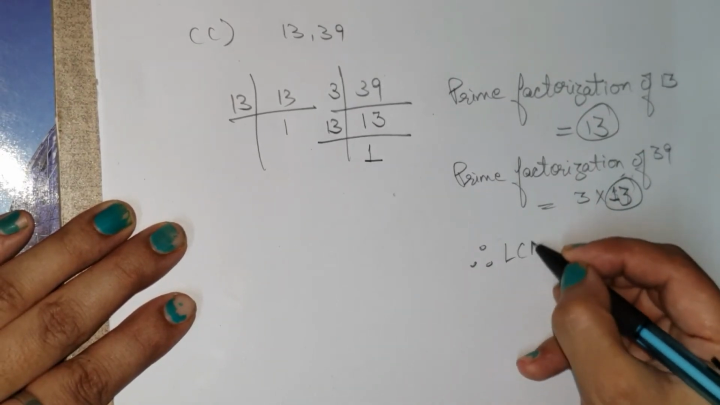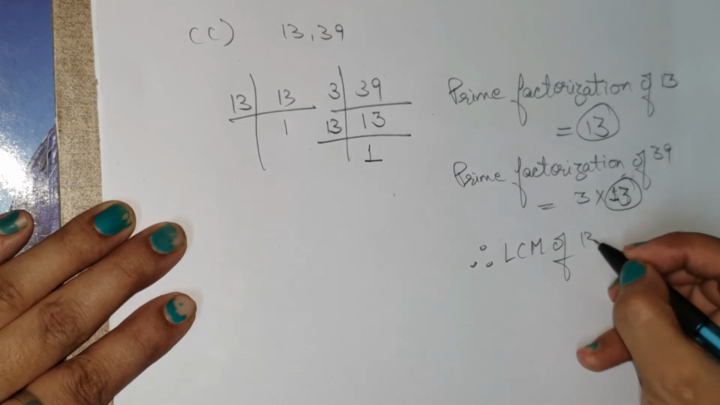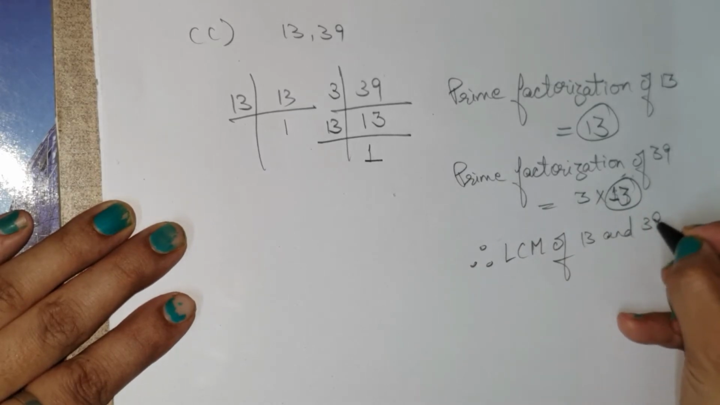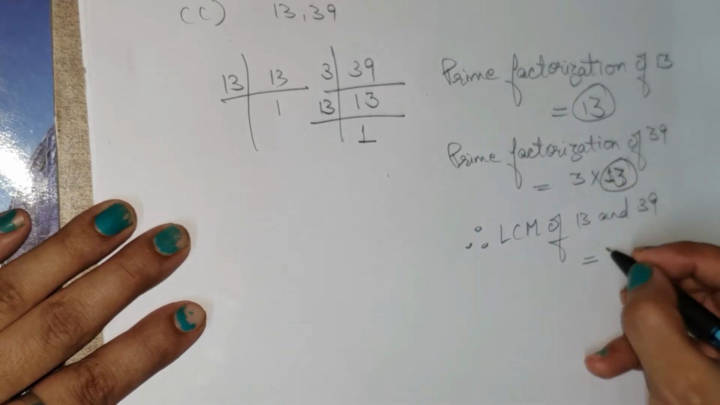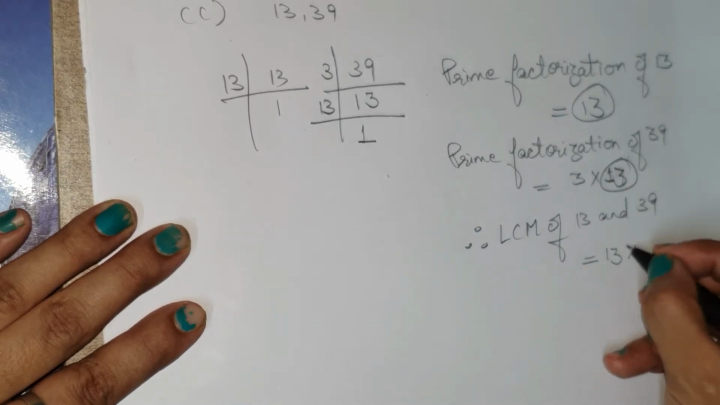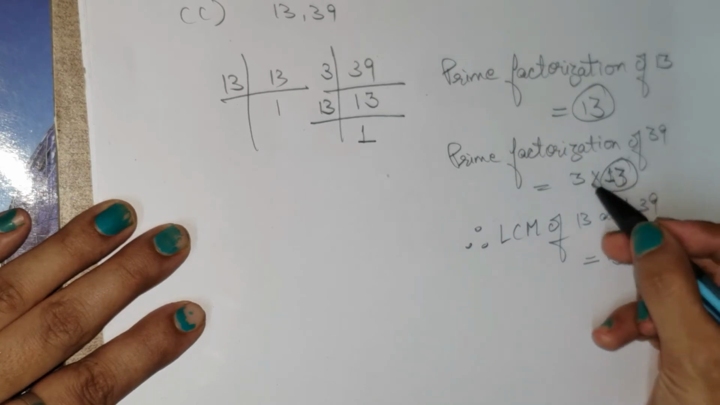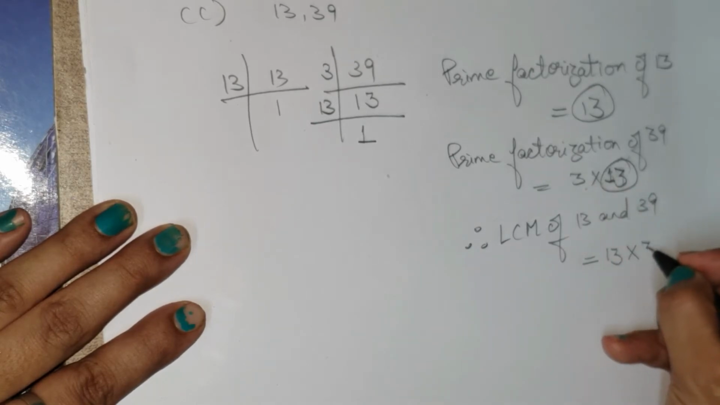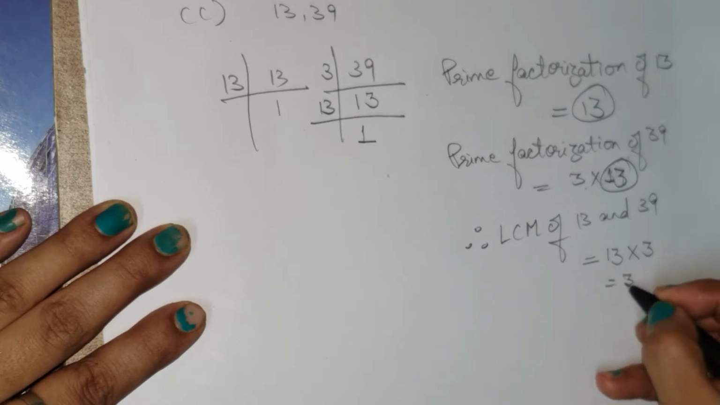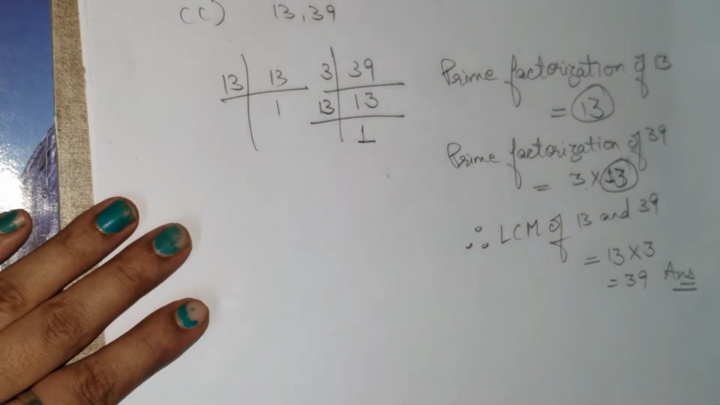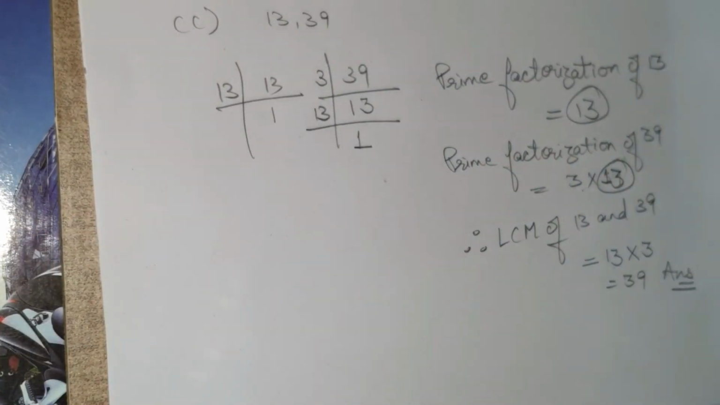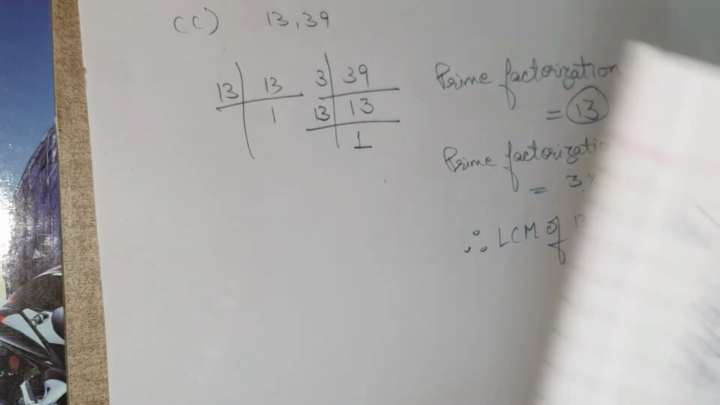Therefore LCM of 13 and 39 is equal to what? Number 13 is coming in both. So first of all you will write number 13, and then it will be multiplied by which number? It will be multiplied by number 3. So 13 into 3 will give you 39. So this will be the answer. Fine students. So like this you have to find the prime factorization method of LCM. So 3 parts I have already explained you by working.